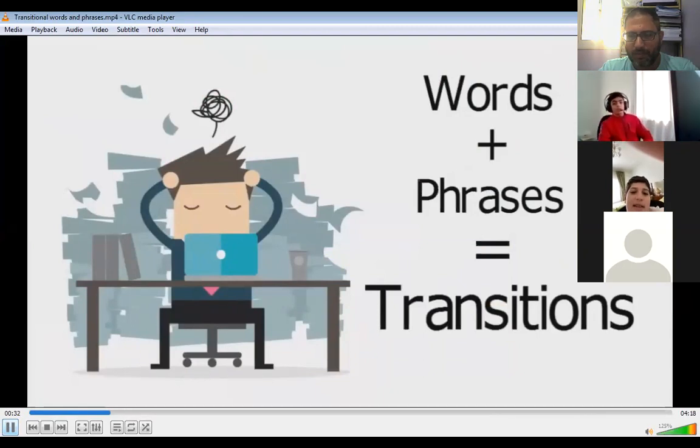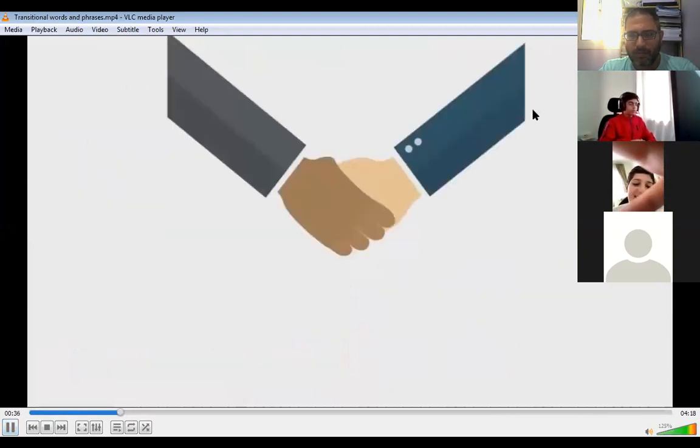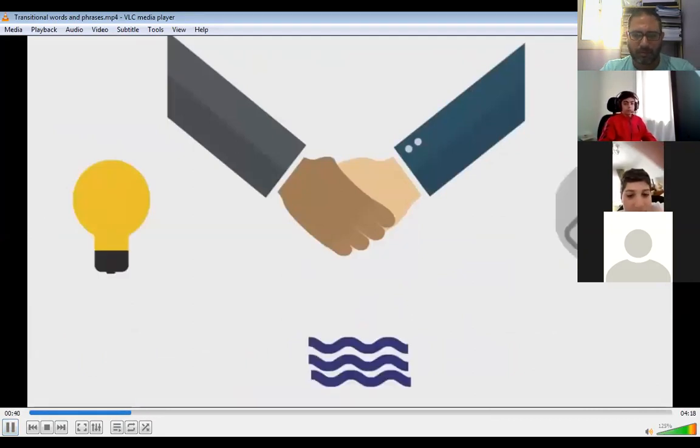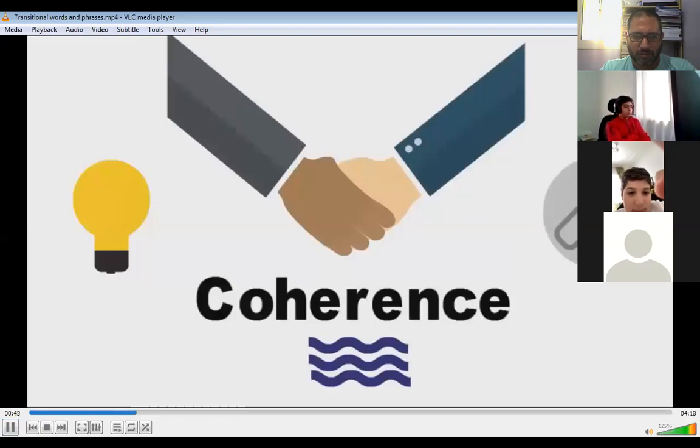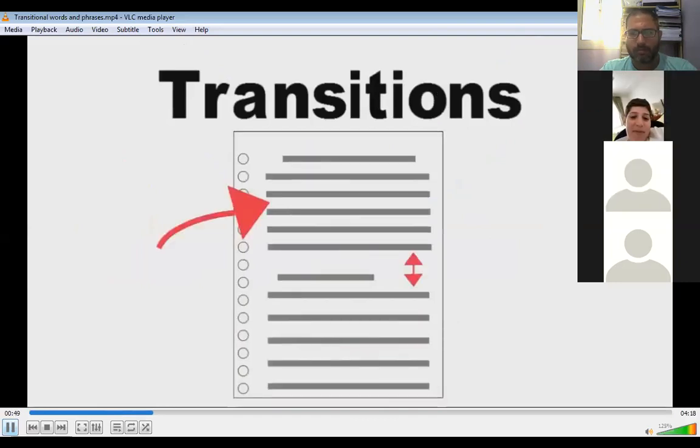So those words, we call them transitions. Transitions help show relationships between ideas, create logical flow, and create a sense of connectedness called coherence. Transitions can be used both within and between paragraphs to create a sense of flow.